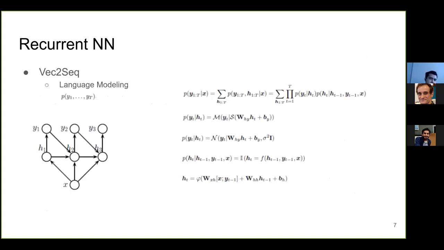There are different designs of recurrent neural networks based on how many inputs and outputs there are. We could have vector to sequence. In this model, there is only one input and the output is generated from that single input. This is usually used for language modeling, where we're trying to predict.